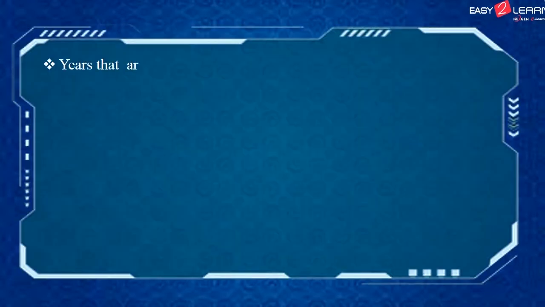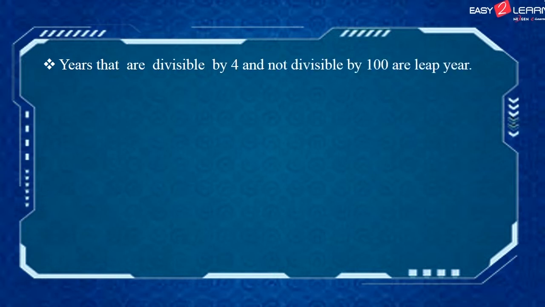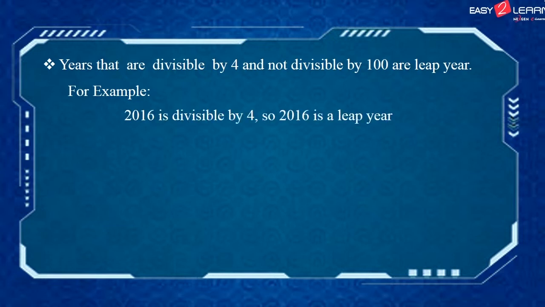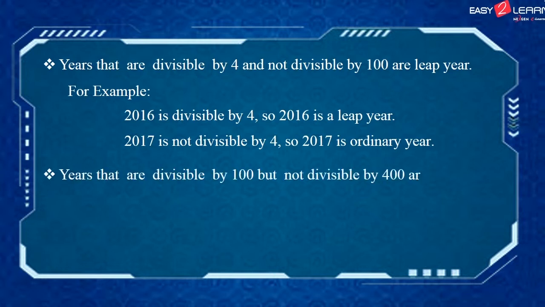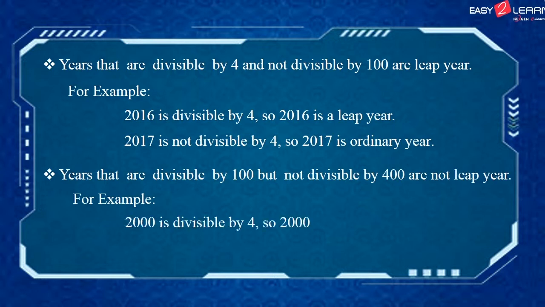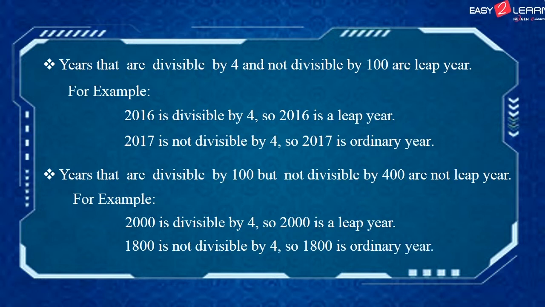Years that are divisible by 4 and not divisible by 100 are leap years. Example, 2016 is divisible by 4, so it is a leap year. 2017 is not divisible by 4, so it is an ordinary year. Years that are divisible by 100 and not divisible by 400 are not leap years. Similarly, 2000 is divisible by 400, so it is a leap year. 1800 is not divisible by 400, so it is an ordinary year.